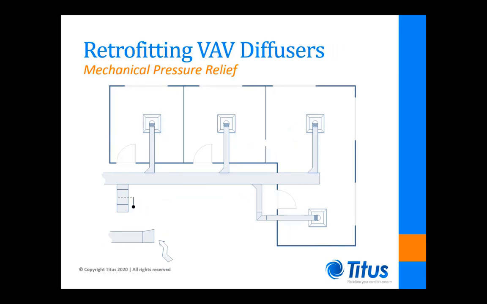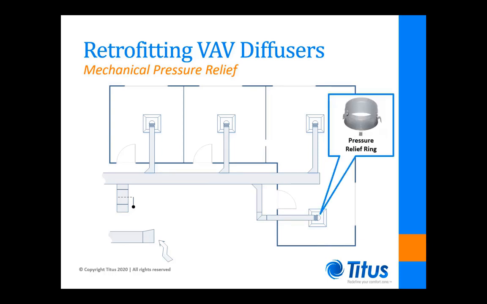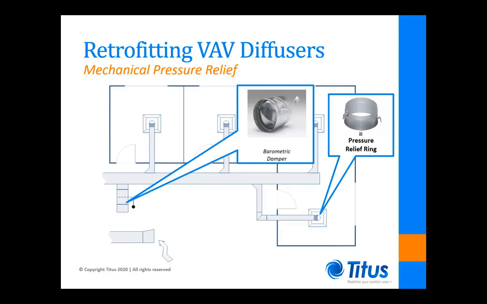Alternatively, mechanical pressure relief dampers are available in various formats, including relief rings attached to the rear of the diffusers or barometric dampers, which feature an adjustable pressure setting by moving the position of the counterweight along the length of the control arm.